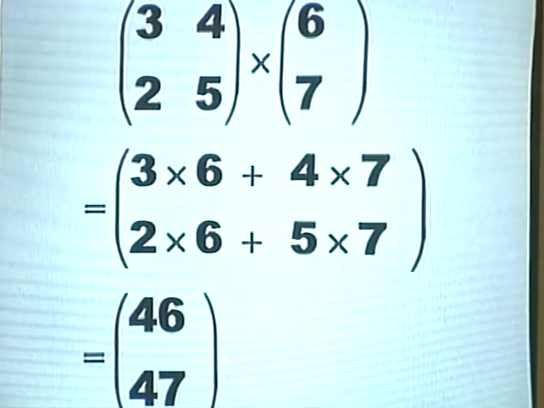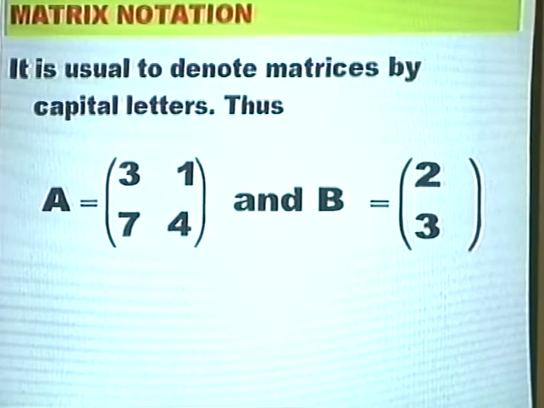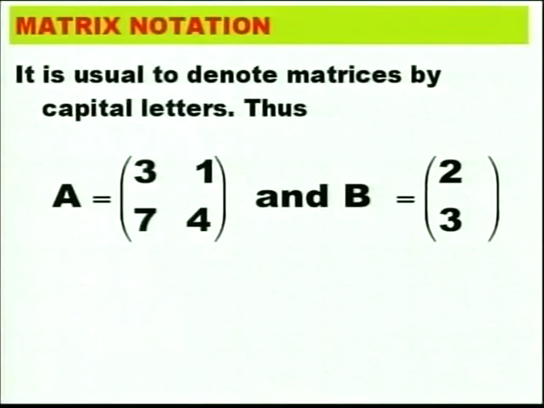Clear? Okay, it's very easy. You are going to do an exercise, but before that I'll explain a little bit more. Usually, we use letters of the alphabet, and it's usually capital letters that I use to denote or represent matrices, like I've got here on the screen. Matrix A is 3, 1, 7, 4, and matrix B is 2, 3.